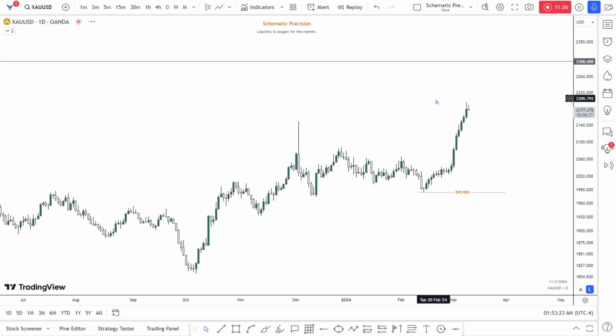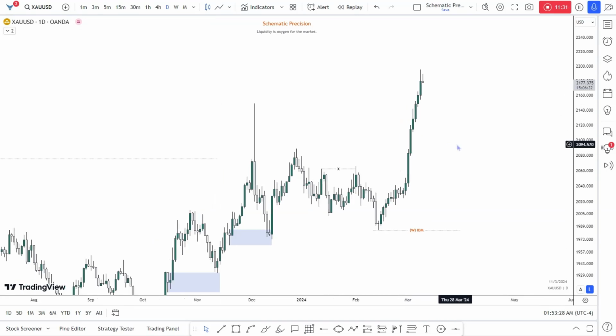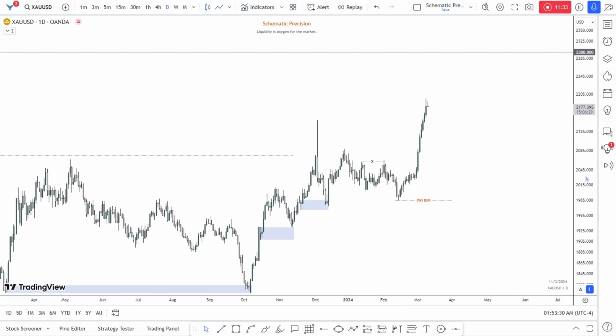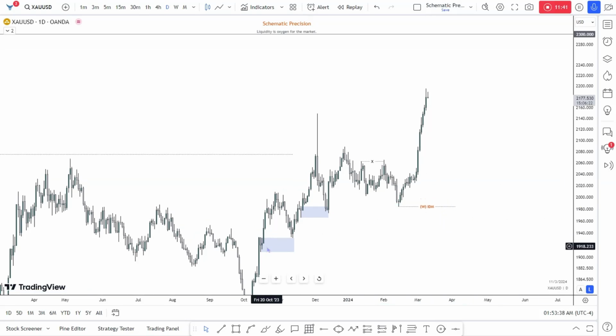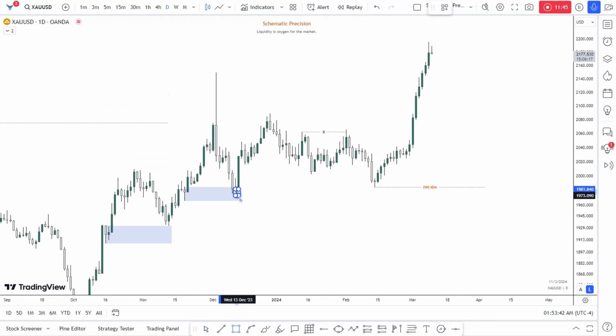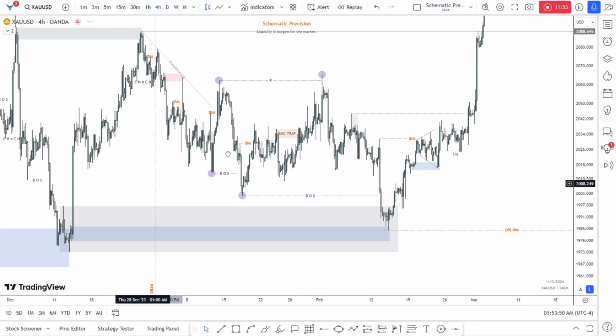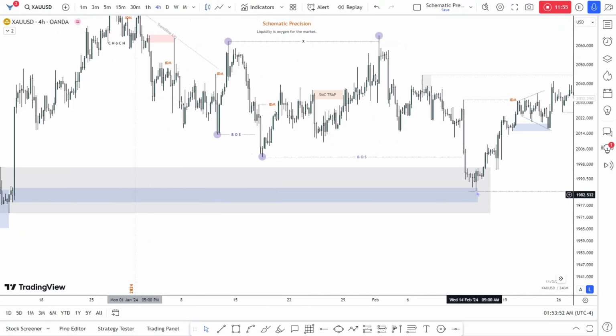Jumping onto the daily, so many imbalances left. Price will eventually come down, but how and when, that we have to monitor and trade accordingly, because gold has been extremely volatile. So this was our order block here. Actually, on the 4 hour, it's more clearly visible, and I have marked it also. Yeah, so this was our order block.